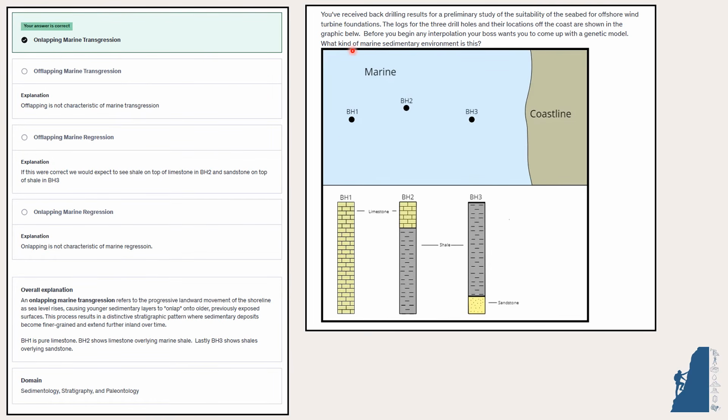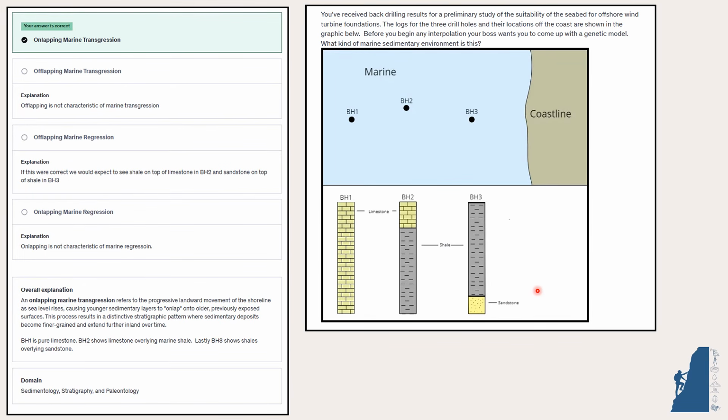Now let's just take a second and think about what these boreholes would look like in the opposite scenario if we were seeing regression. Well, if it was regression, we would see sandstone overlying shale, shale overlying the limestone. It would just be the exact opposite of what we're seeing here.